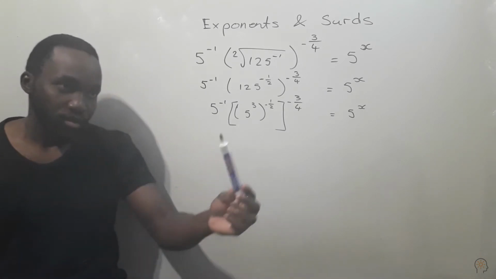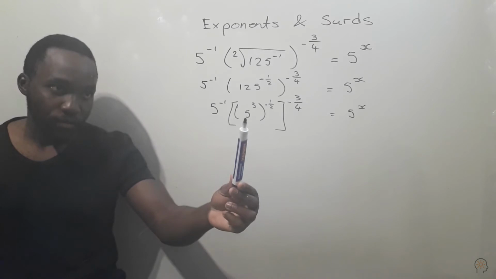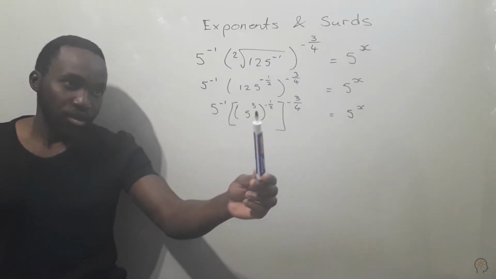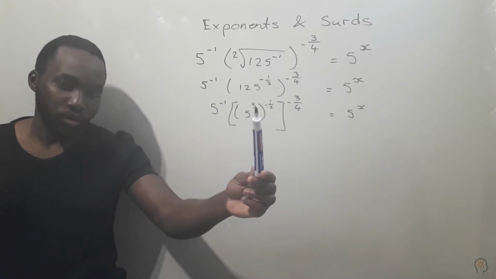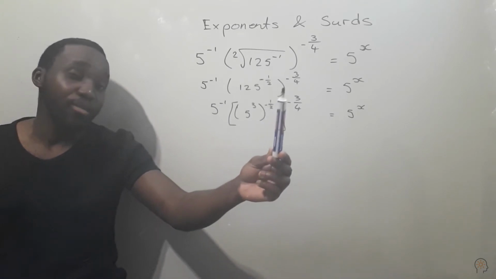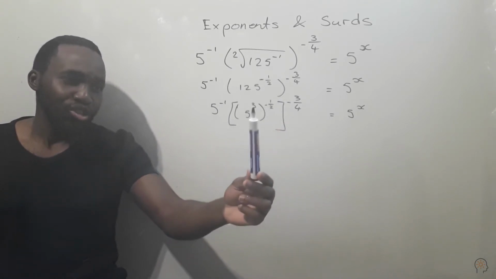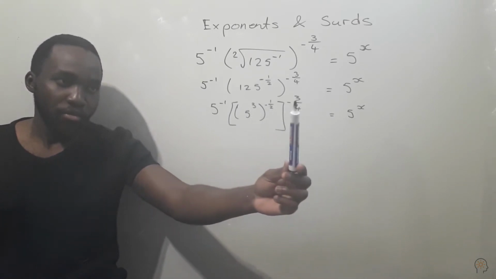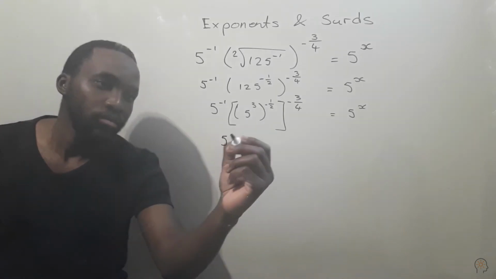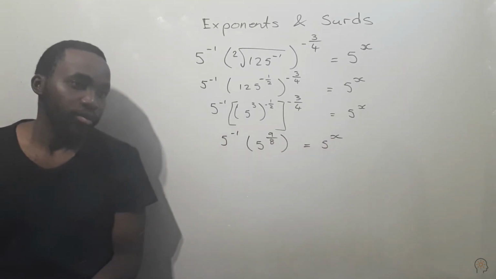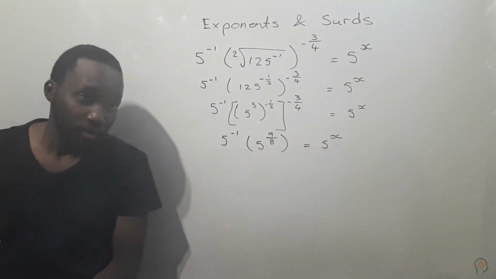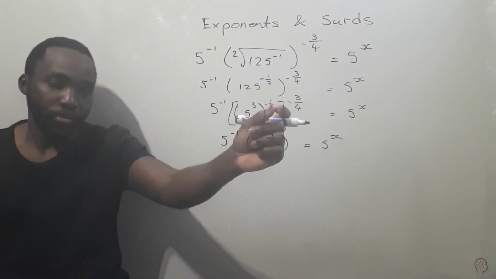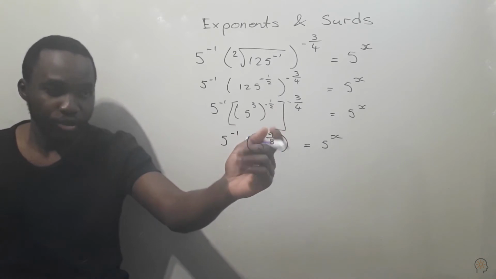What we have done for ourselves though is given ourselves a platform to execute a few exponential laws. For example, here this is a base to the power of an exponent, to the power of an exponent, to the power of another exponent. So it just means you need to multiply all those exponents out. If we multiply all those exponents, you end up with 5 to the power of negative 1 times 5 to the power of 9 over 8, because we just multiplied all those exponents. It's just a simple exponential law.